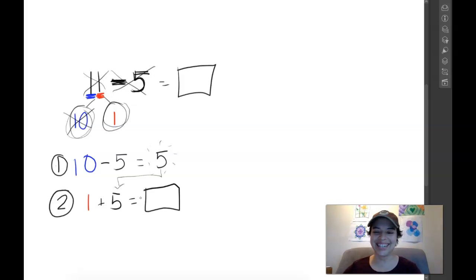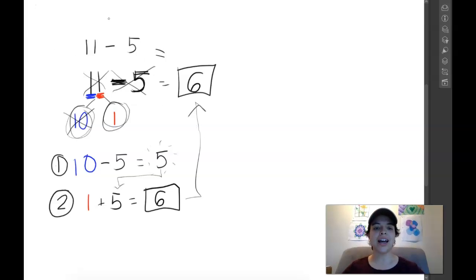6. I know, smaller number is a little bit easier. So 5 plus 1 is 6. And that gives us our mystery number. So if we wanted to go back and read the original equation, the original number sentence, it was 11 minus 5. And now we know it makes 6. 11 minus 5 is 6. Nice job.